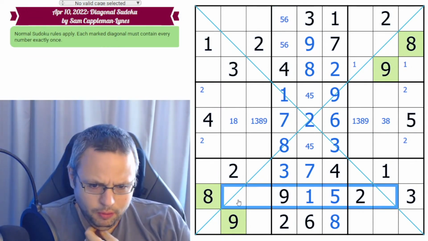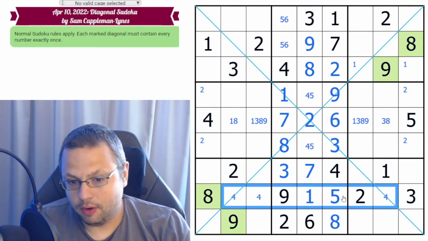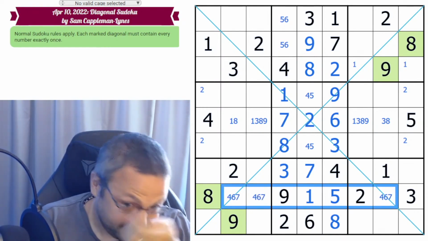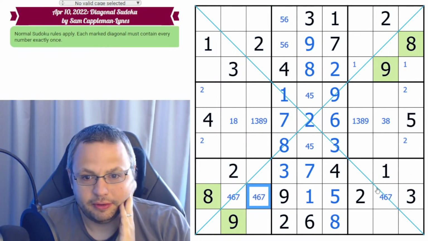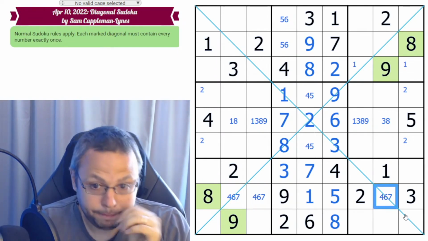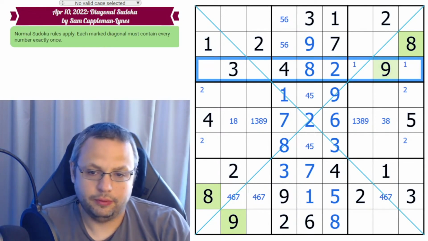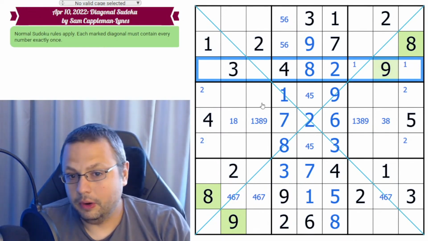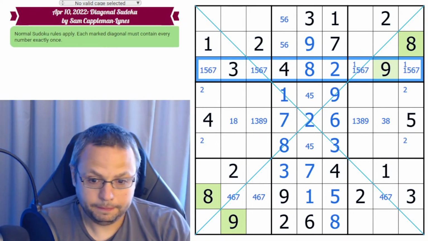Okay, this row. Lots is going on in this row now. I've got 1, 2, 3. I need a 4. I've got a 5. I need a 6 and a 7, and I've got an 8 and a 9. Do I get any eliminations out of any of those things? It looks like very possibly not. What about this row? This row, we need a 1. We've got a 2, 3, 4. We need a 5, 6, 7.